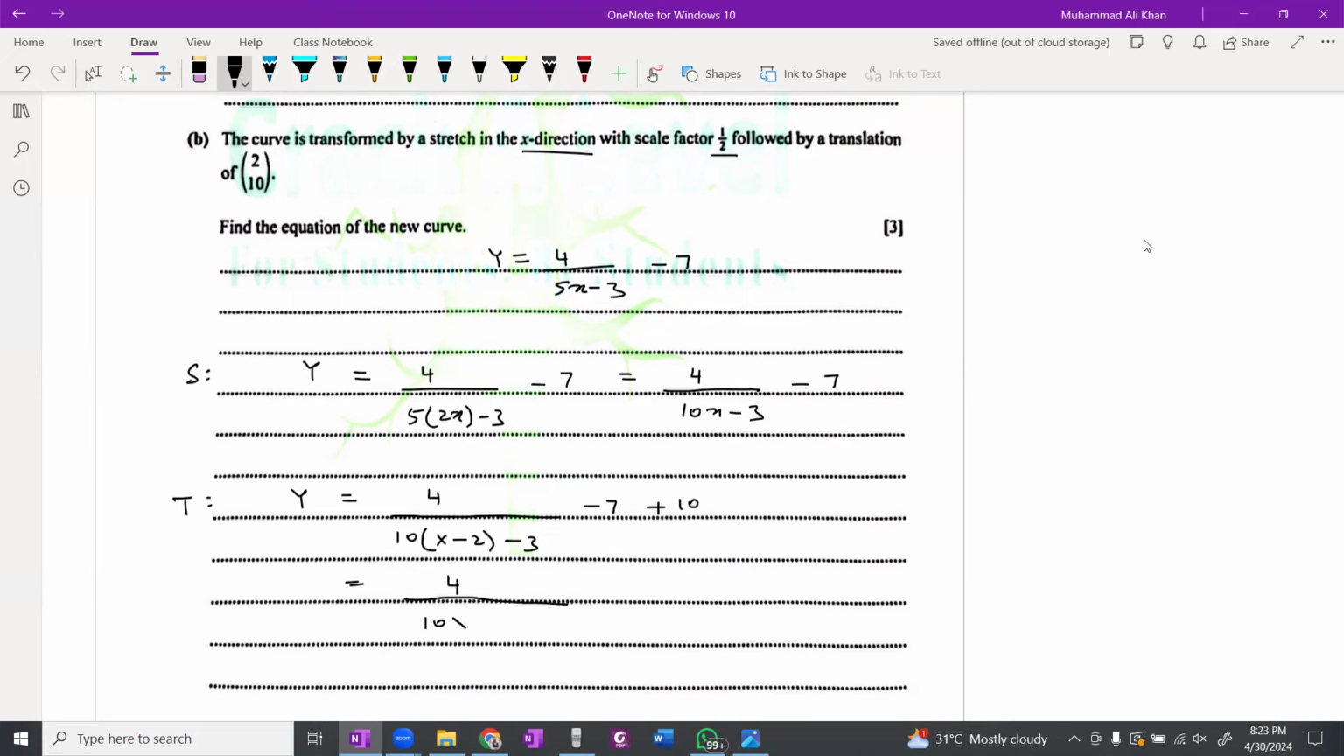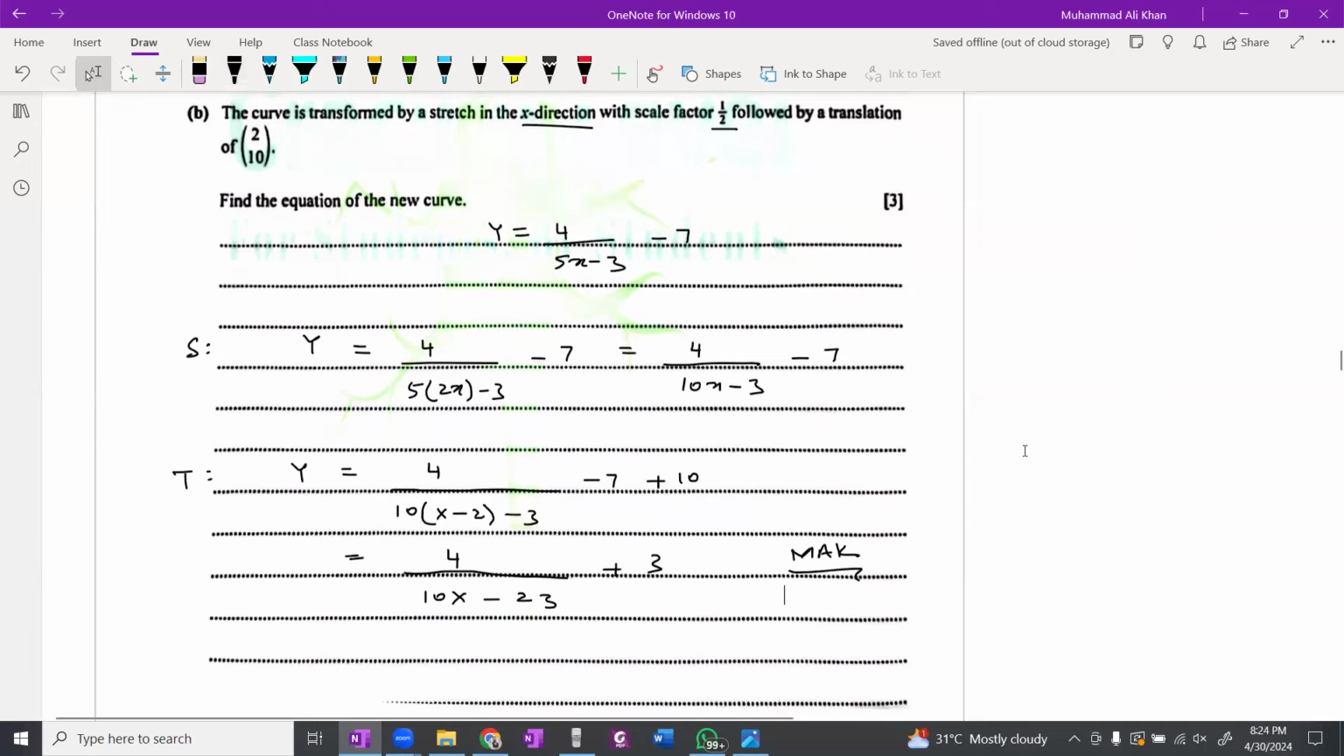10x minus 20 minus 10, minus 3, plus 3. This is the final answer after 2 transformations. First is stretching and then translation of 2 in x and 10 in y. If there is positive 2, then we have to subtract. If there is negative 2, then we have to add. But in case of y, if there is positive 10, then we have to add. If there is negative 10, then we have to subtract.